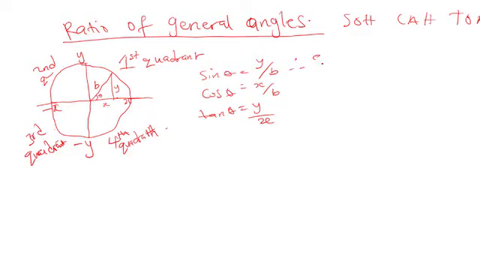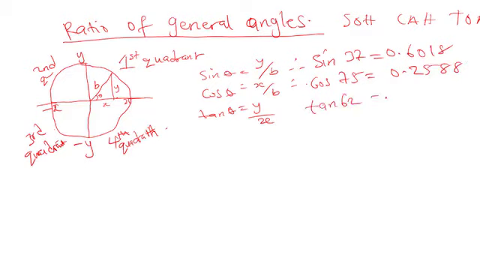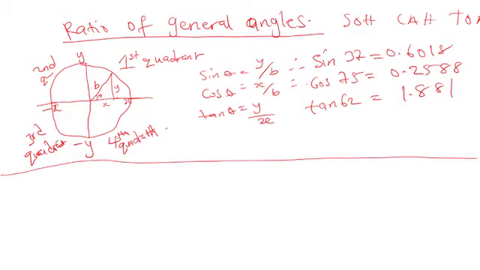So for example, if you are told to find the value of sine 37, it's equivalent to 0.6018 with a positive value. Now if you are told to get the value of cos 75, all you need is to punch it and you have 0.2588. And if you are told to get the value of tan 62, you now have 1.881. This is the relationship of the first quadrant.